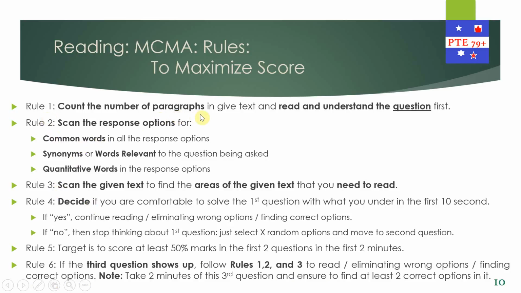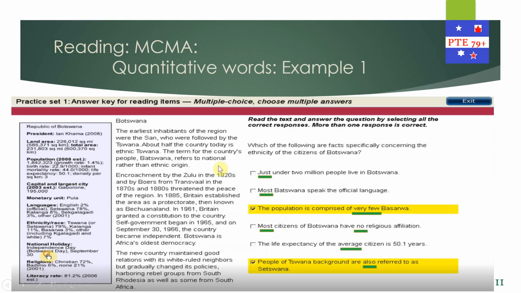Just count paragraphs, read the question, understand the options, scan the areas of text, and solve the second question. So this is the simple, fundamental, basic approach to solve multiple-choice, multiple-answer questions. Okay, so now I'll give you some examples.